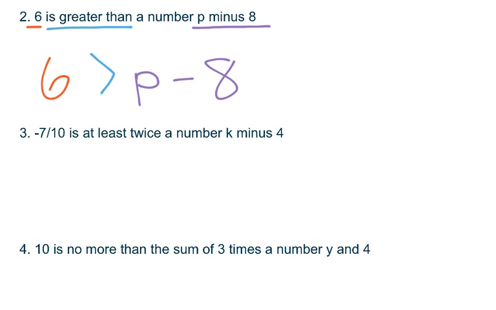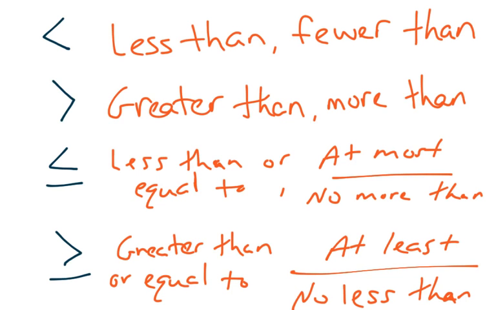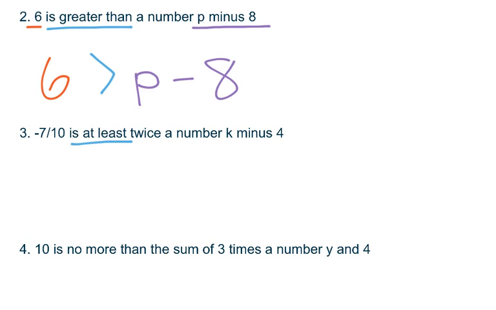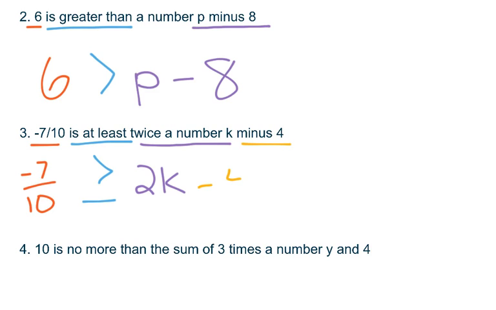Number 3, negative 7/10 is at least twice a number K minus 4. Which one is at least? I see at least right here, which means greater than or equal to. We can put the left side in, negative 7/10 is at least twice a number k minus 4. Twice a number k means if I asked you how old you were and I said what's twice that number, you would double it, take it times 2. So we'll have 2k, and then we've got minus 4 after that.